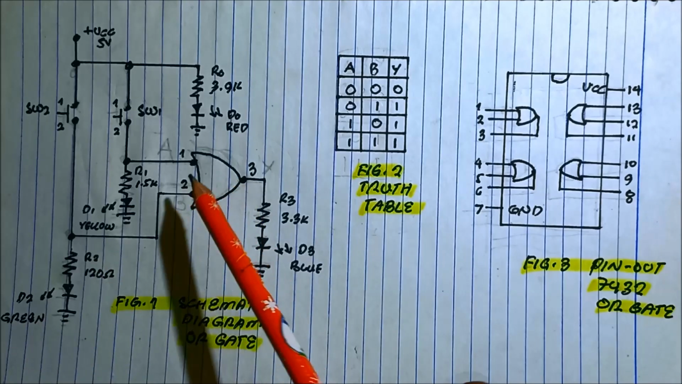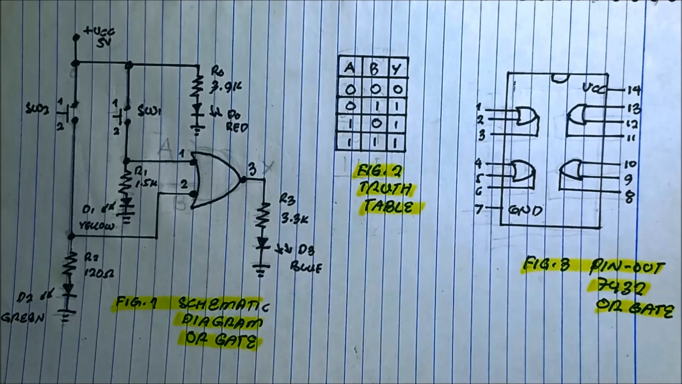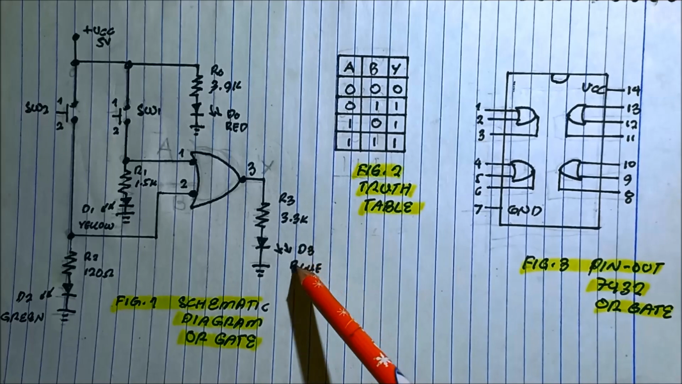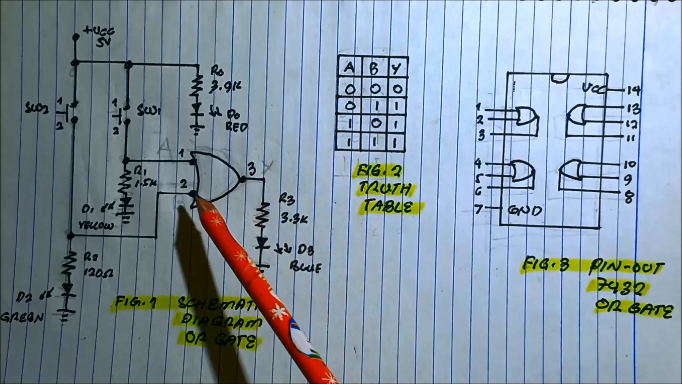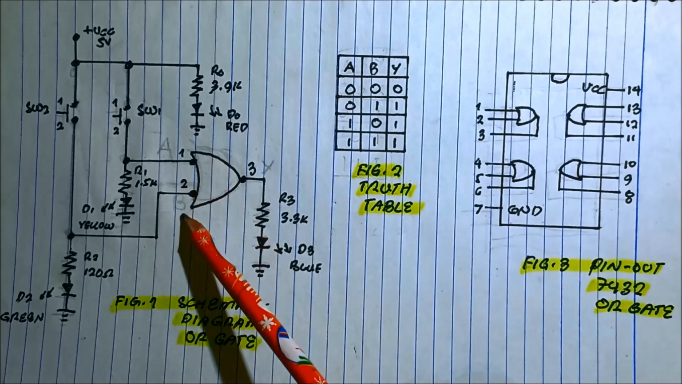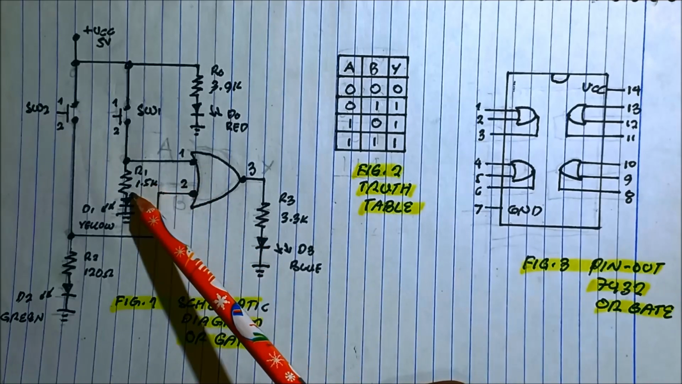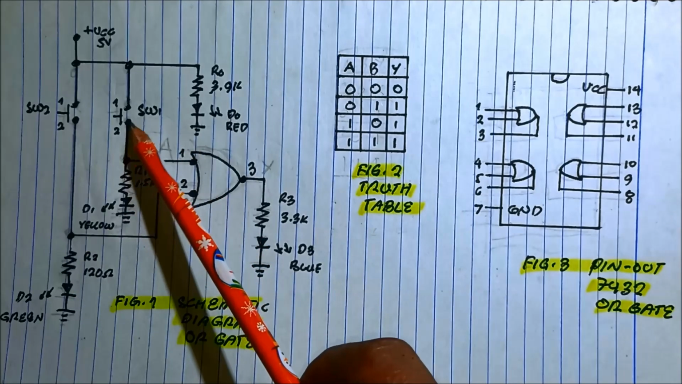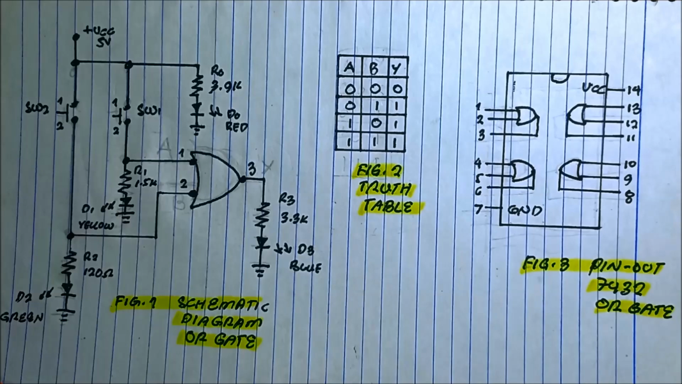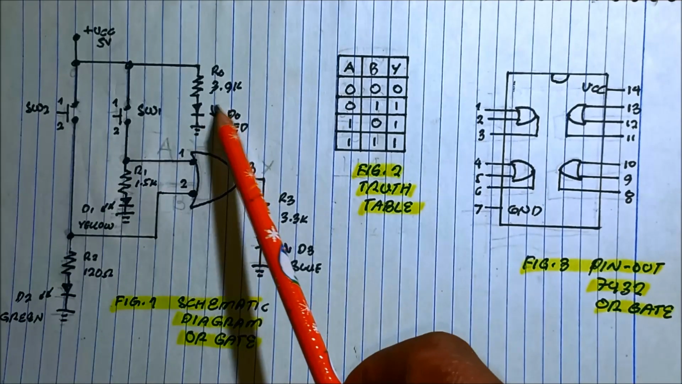And because of that, there's no output. So the blue LED will not turn on because the two inputs are grounded. Why? Because the switch is open. Only the power LED turns on.